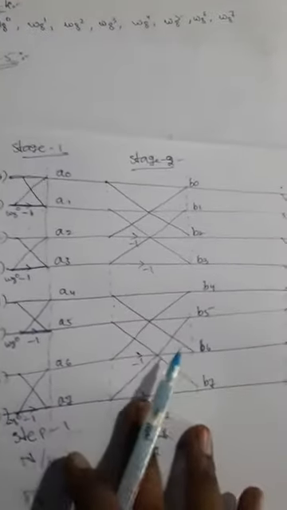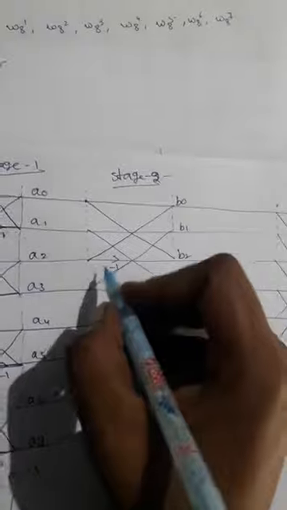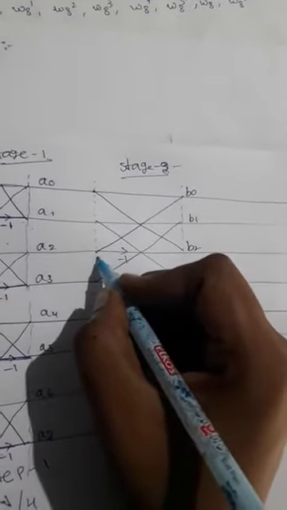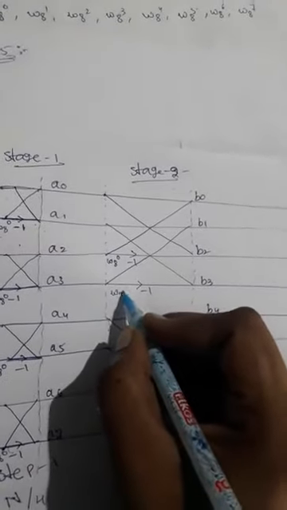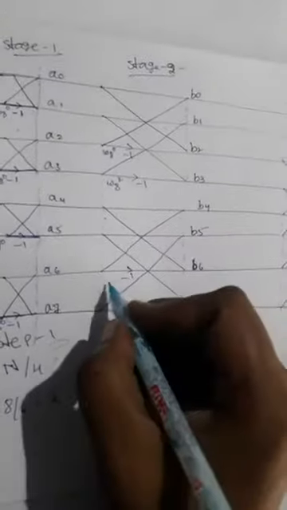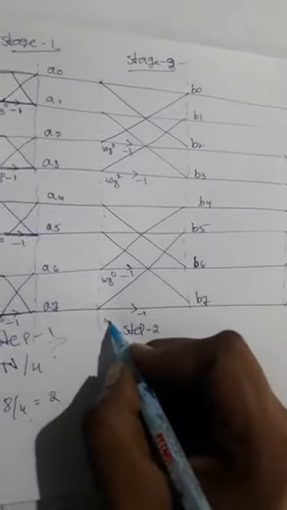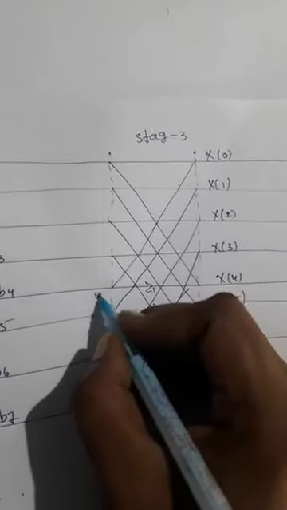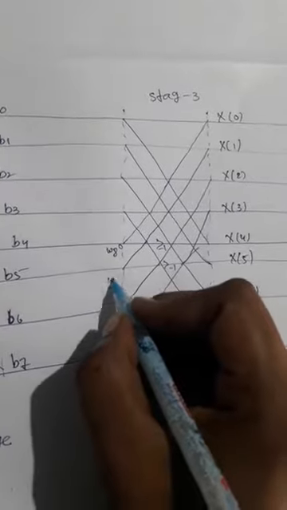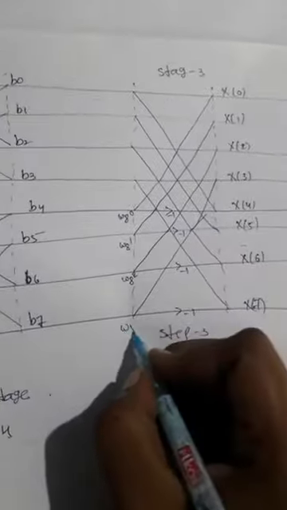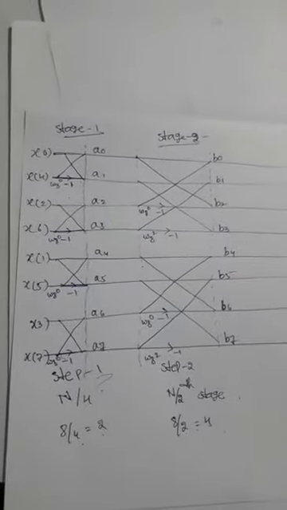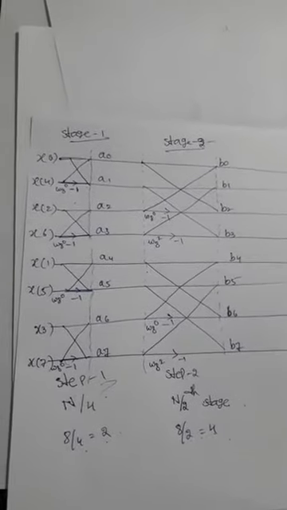Okay, similarly in second stage the base of the butterflies will be multiplied with W8 to the power of 0, and second base is W8 to the power of 2, like that, W8 to the power of 0, W8 to the power of 2. And next third stage is W8 to the power of 0, W8 to the power of 1, W8 to the power of 2, W8 to the power of 3. This is for step 7, and next is step 8.